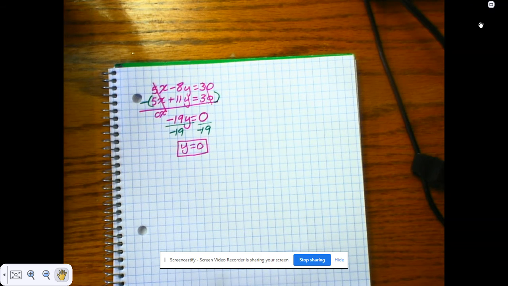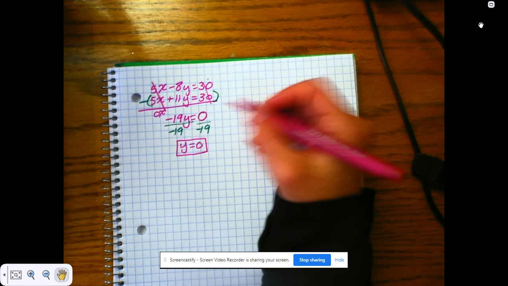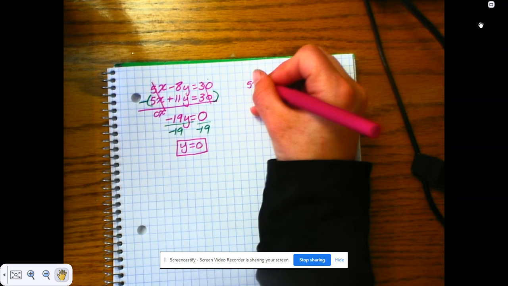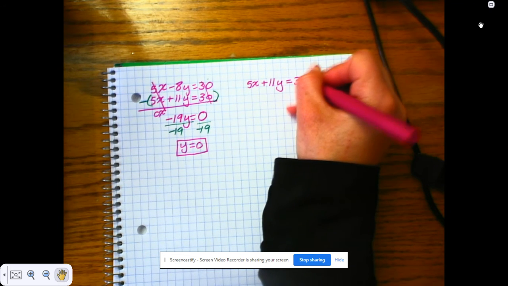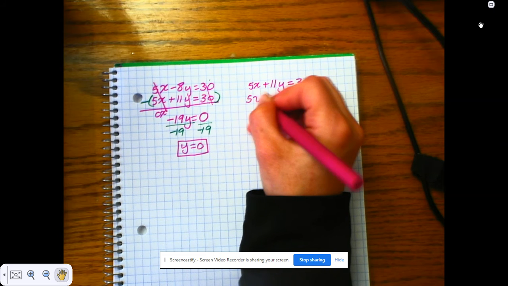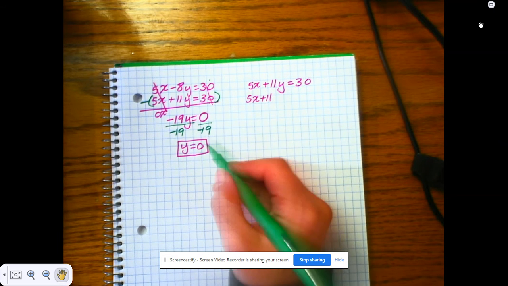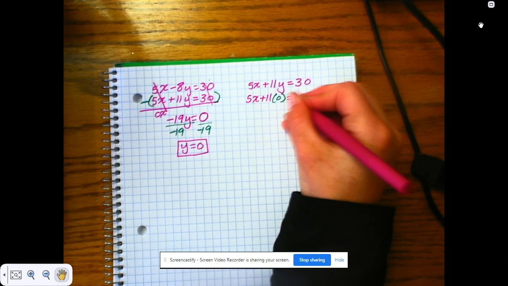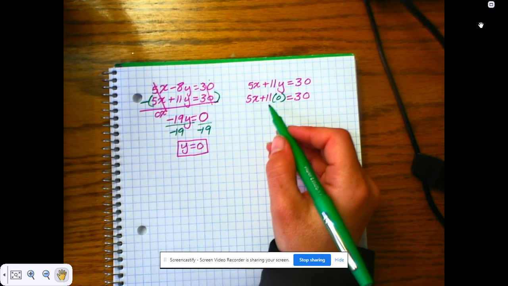Now I need to find x. And just like before, I pick either the top or bottom equation. It doesn't matter which one. I'm going to pick the bottom one because it's all positive numbers in there and less likely to make a mistake with negatives if I do that. And now I'm going to substitute in 0 for y because that's what we just found. And now I just have to go through and solve and simplify.